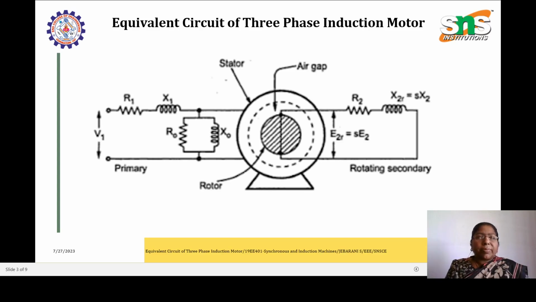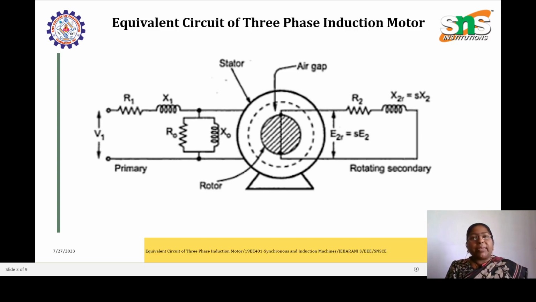Whatever representation is shown here, it is a per phase representation. And like we all know, the stator has a three-phase winding. So the winding can be represented with a resistance R1 and X1. With the help of that winding only, a magnetic field is established. So the magnetic field can be represented as R0 and X0. So these components deal with the stator circuit.